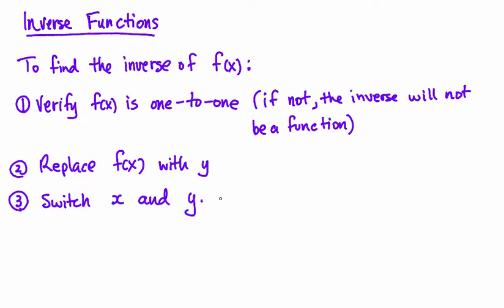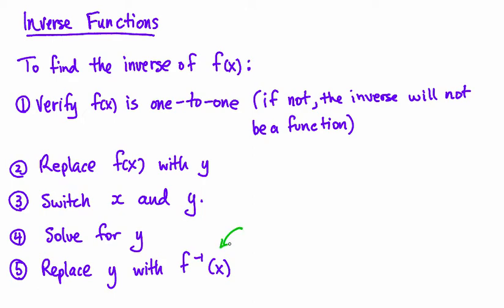And in step 3, every time you see an x, you make it a y, and every time you see a y, you make it an x. And you can go on to step 4, which is to solve for y. Step 4 might take you a little bit of time, and when you complete that and have y by itself on one side, you can replace y with the inverse symbol. And the inverse symbol is this, and it is pronounced f inverse. And that's the notation for inverse.